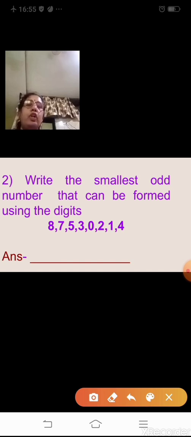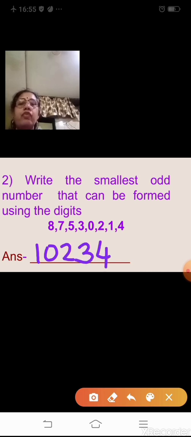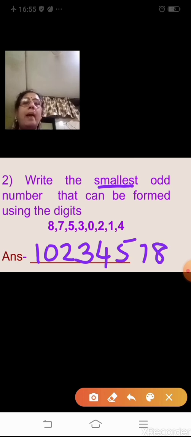It is an 8-digit number, but if you are writing 0 at the first place, it will become a 7-digit number. So we will write 1 first. Okay, then you will place the 0, the next small number 2, then 3, then 4, then which is the next one? 5. Next, out of this 7 and 8, if you are writing 7 first, again you have to read this, it is the smallest number, but if you are writing according to the smallest number, you will write 7 first and then 8, but the next question is smallest odd number.